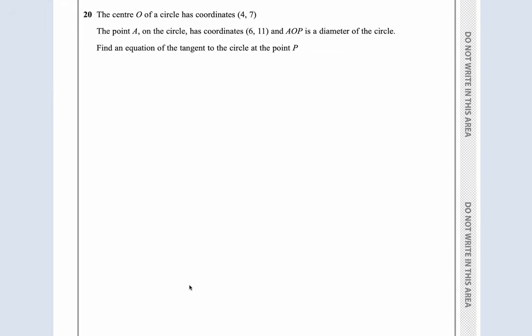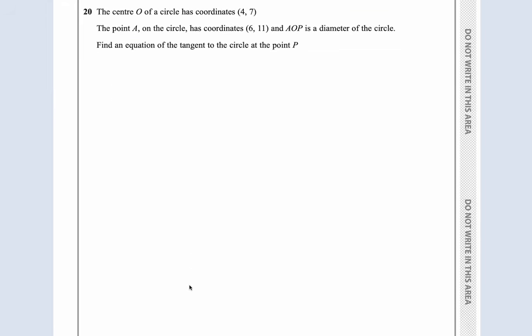Question 20. The center O of a circle has coordinates 4, 7. The point A is on the circle with coordinates 6, 11, and AOP is the diameter of the circle. Find an equation of the tangent to the circle at P. Right, first things first, guys, I'm going to draw a circle.